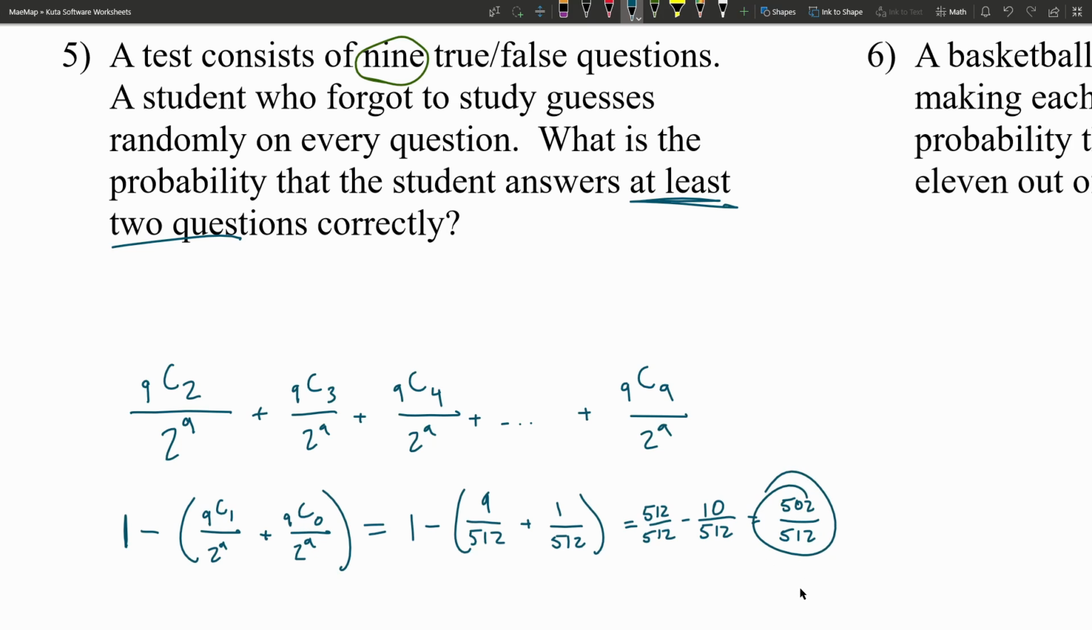Both of those are divisible by 2, so let's simplify that fraction down into 251 over 256. And that is, as a probability, in percent form, 98.047%. Let's move on to number 6.